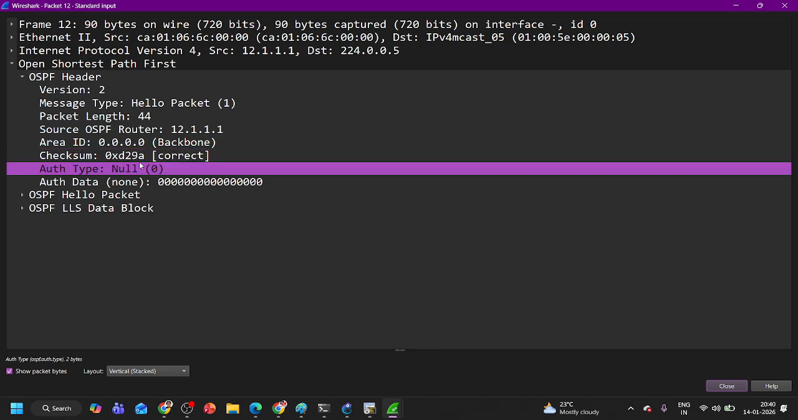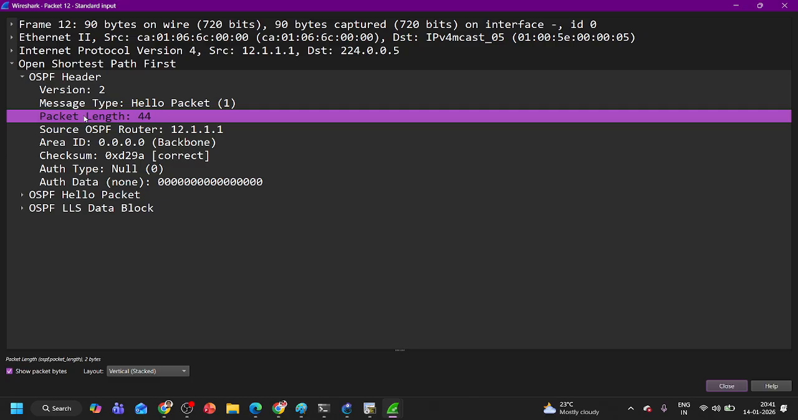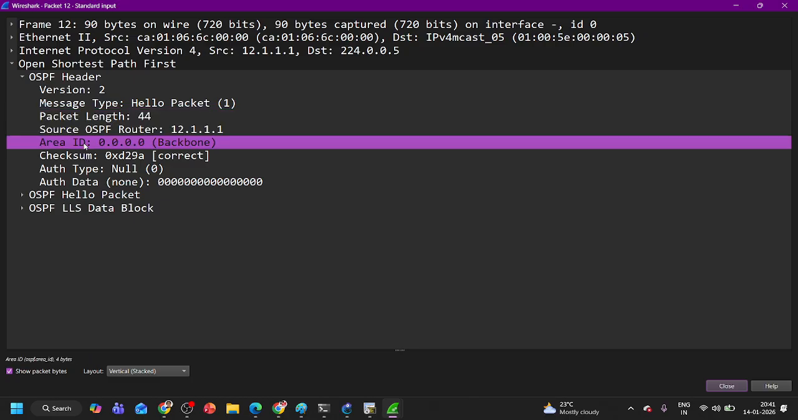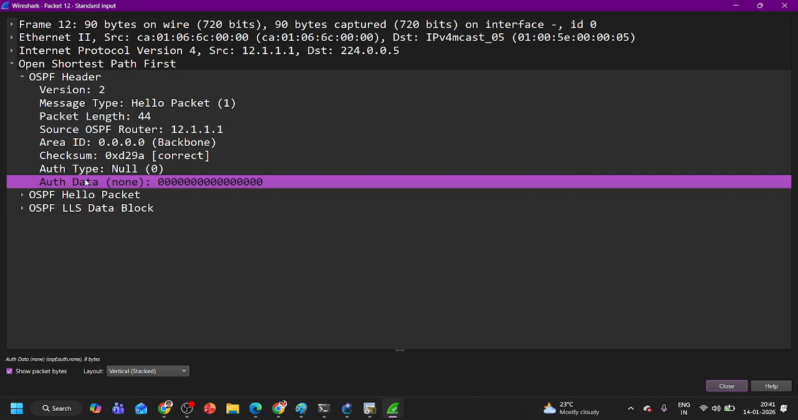After that, there is no authentication configured on the router. Later you can also secure the OSPF routing protocol by configuring authentication. So the hello message also carries authentication information like authentication type and authentication data, meaning the password you have configured. So in the header we have seen version, type of message, length of message, source router ID, area ID, checksum, authentication type and authentication data.